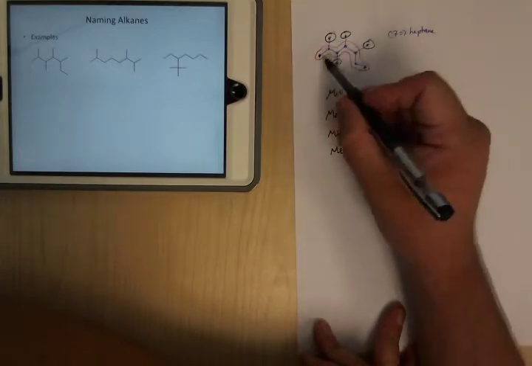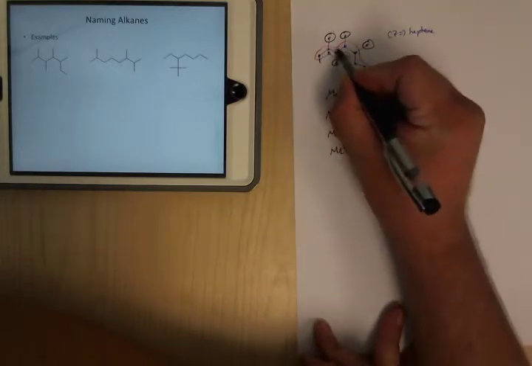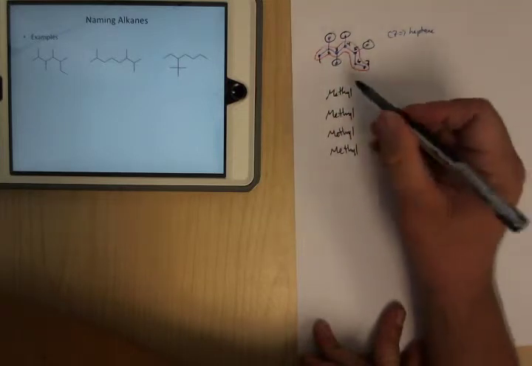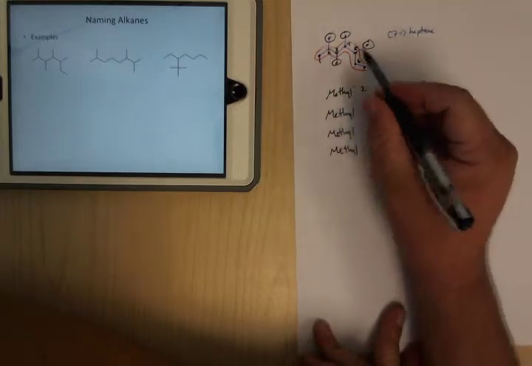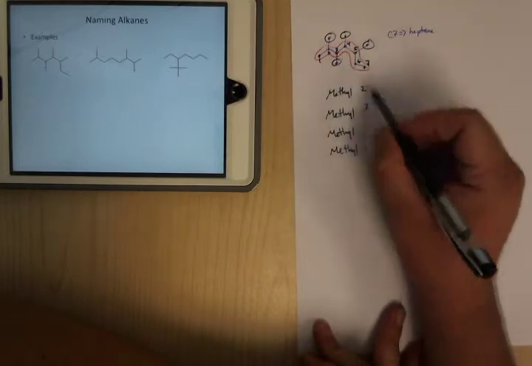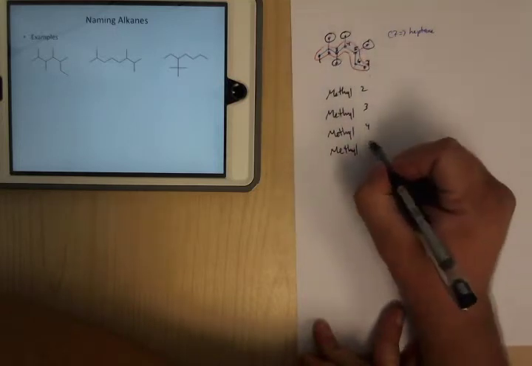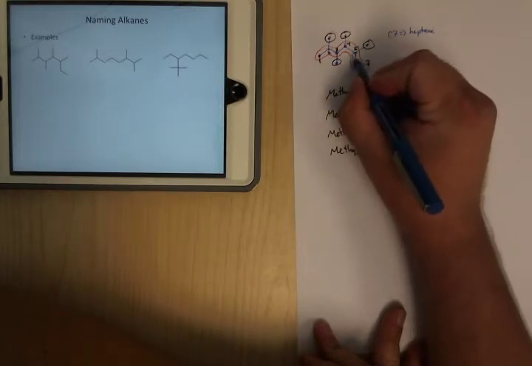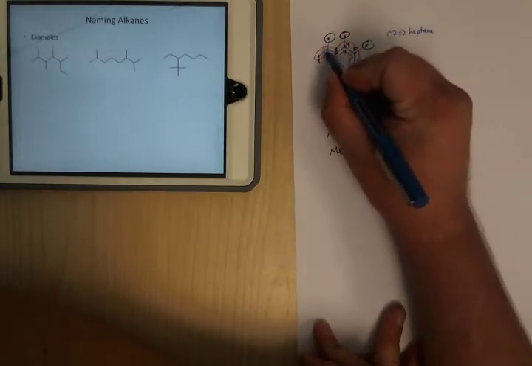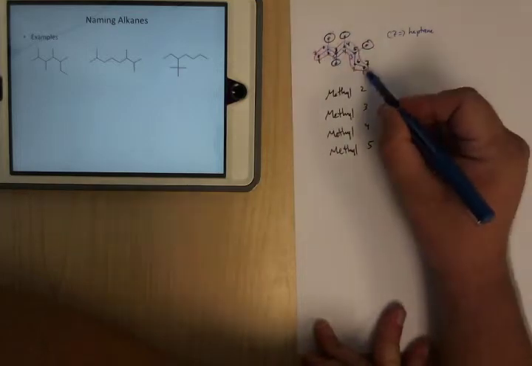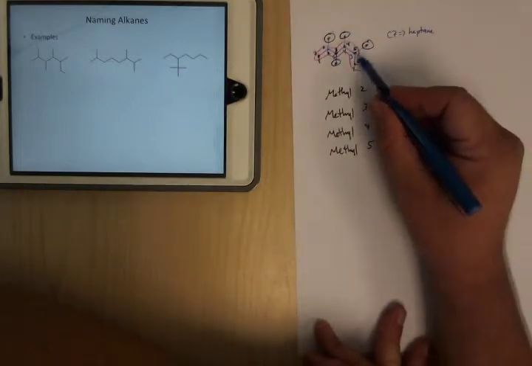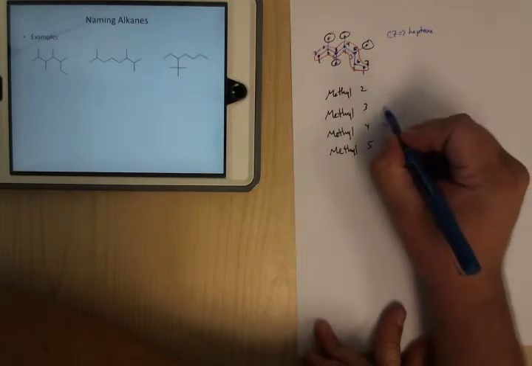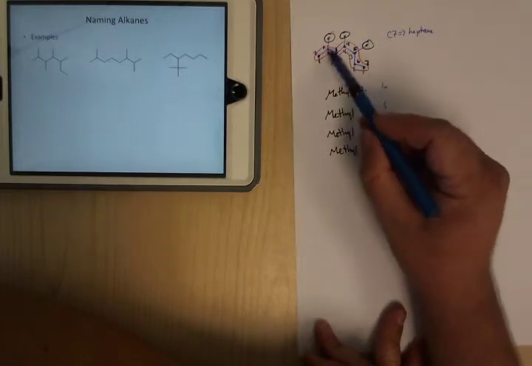If we're going to start on the left side, it's 1, 2, 3, 4, 5, 6, 7. So it would be a methyl group at 2, at 3, at 4, and at 5. But if you're going to start here, it would be 1, 2, 3, 4, 5, 6, 7. Assuming this is carbon 1, then it would be 3, 4, 5, 6, if you use the blue numbers.